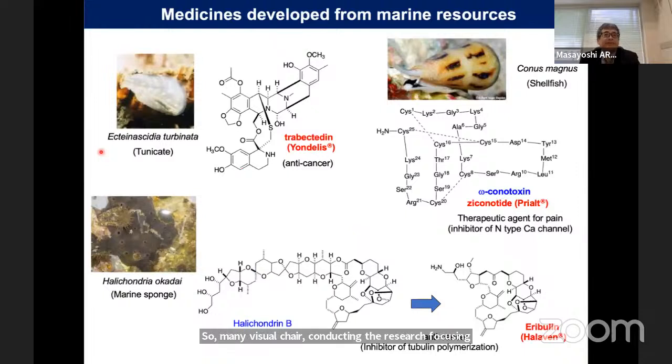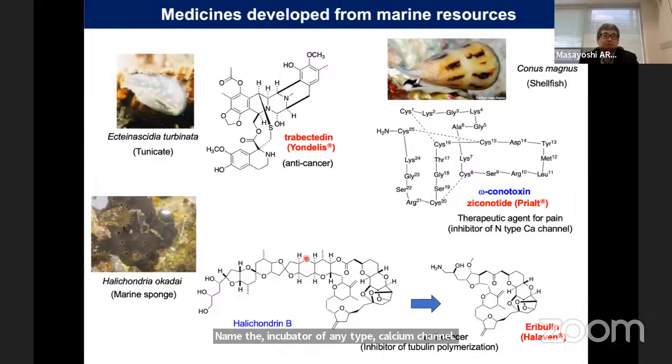So indeed, several compounds and their derivatives from marine sources have already been clinically used. For example, the anti-cancer drug trabectedin, a DNA chelating agent isolated from tunicate. And a therapeutic agent for pain named ziconotide, an inhibitor of N-type calcium channel, isolated from shellfish.